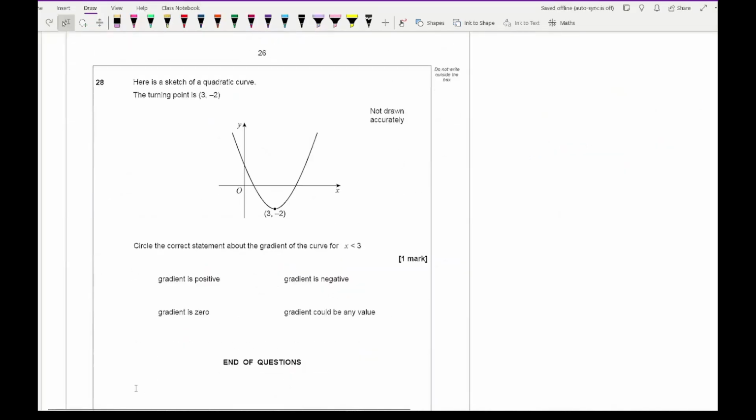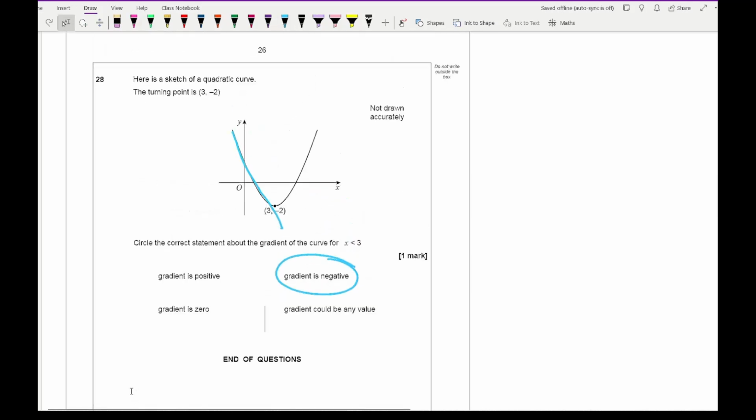And then looking at question 28, it says that here is a sketch of a quadratic curve. The turning point is (3, minus 2). Circle the correct statement about the gradient for x is less than 3. So here for x is less than 3, we're looking for this gradient here. And so from there, the gradient is negative. That concludes the end of this paper.